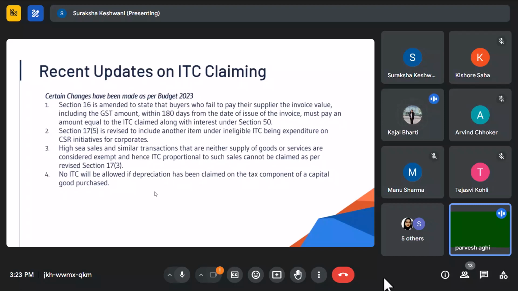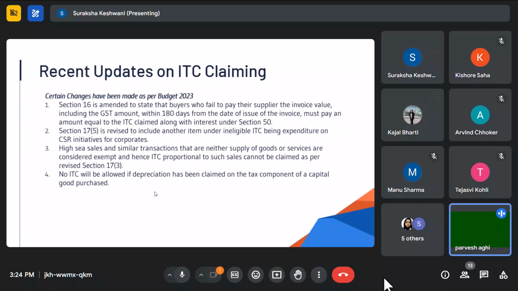If you have a bill of, say, 1 lakh rupees, and say another 18,000 rupees GST, that means 1 lakh 18,000 is due to your supplier. But if you have not paid that money to the supplier, you will not be eligible for input credit. So the time limit is that you have to pay within 180 days. If you don't pay within 180 days, you lose the input credit.